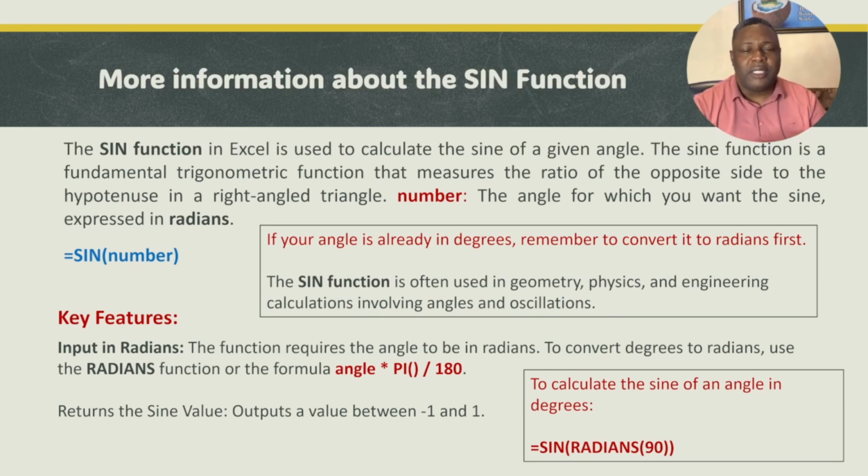So the sine function is often used in geometry, physics, engineering, and even finance. I'm going to show you just a short example on finance, which I did. So you can do calculations involving angles and oscillations and all that. So the key feature is the input has to be in radians. And the formula for radians is either you use a function or you use the angle multiplied by pi divided by 180. So now let's go into the Excel worksheet and see how this is done.